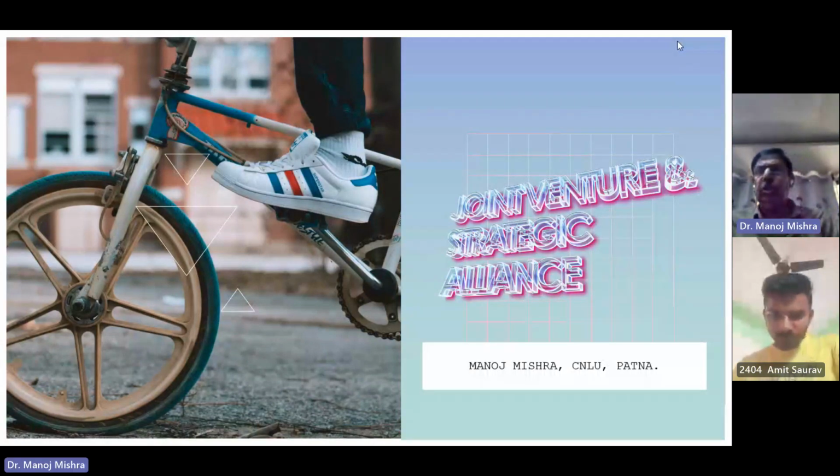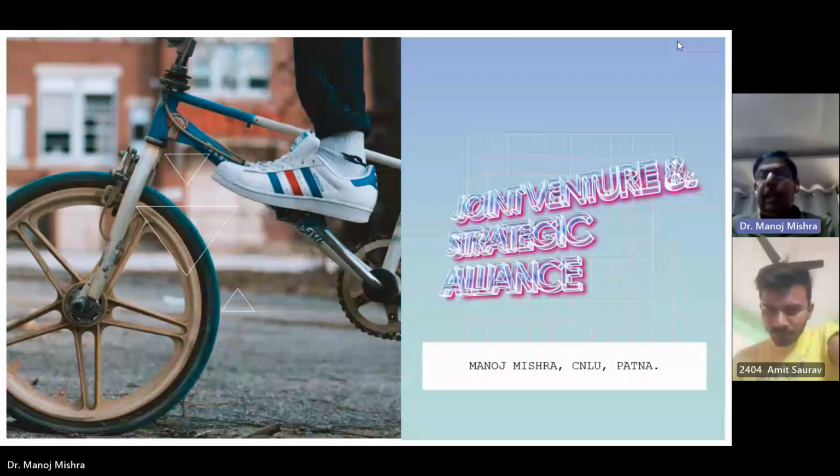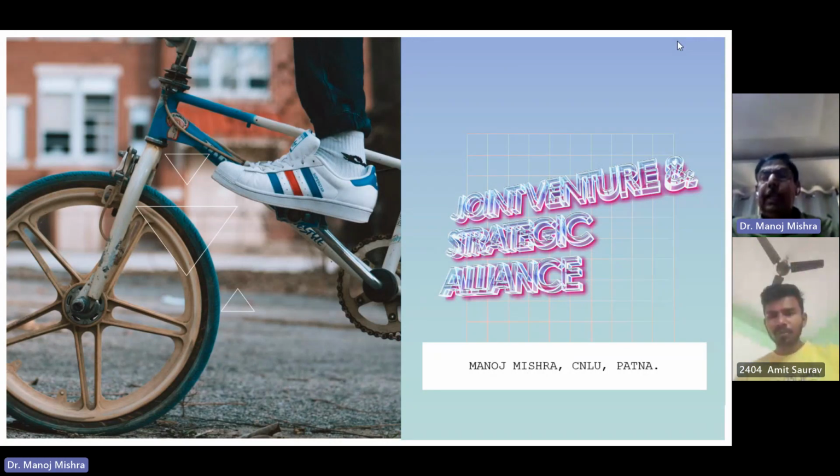Okay, so we start with joint venture. Now, let me tell you that joint venture and strategic alliance both need at least two firms to come together. So there are two firms, firm A and firm B. And when they come together, they can form a joint venture or a strategic alliance. Obviously, the reasons for forming both of them are more or less the same. Then what is the difference? The difference is very simple.